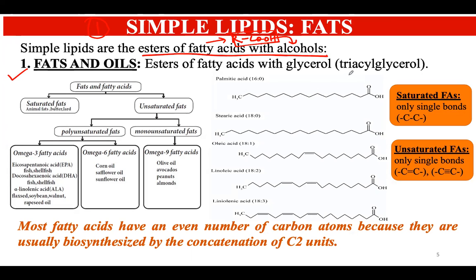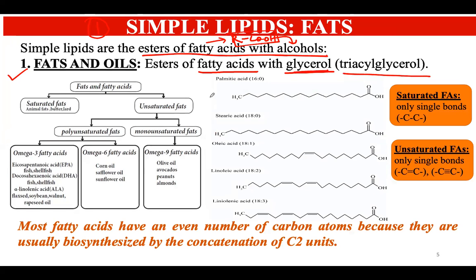One of the important examples is triacylglycerol. Now, what does that mean? Triacylglycerol is basically the ester of fatty acid with the alcohol glycerol. So when the ester is being formed between fatty acid and glycerol, then that becomes triacylglycerol.